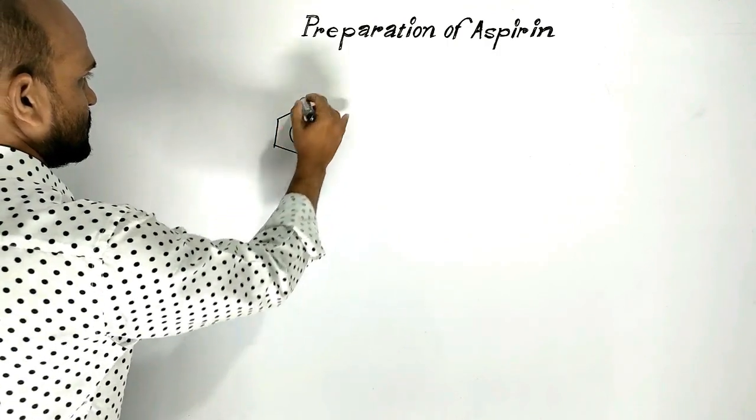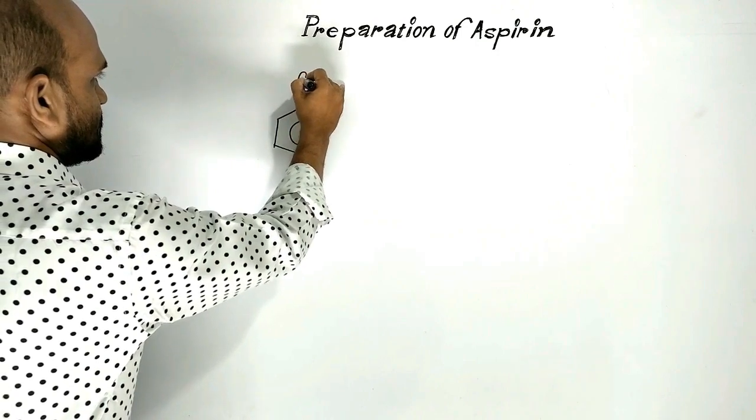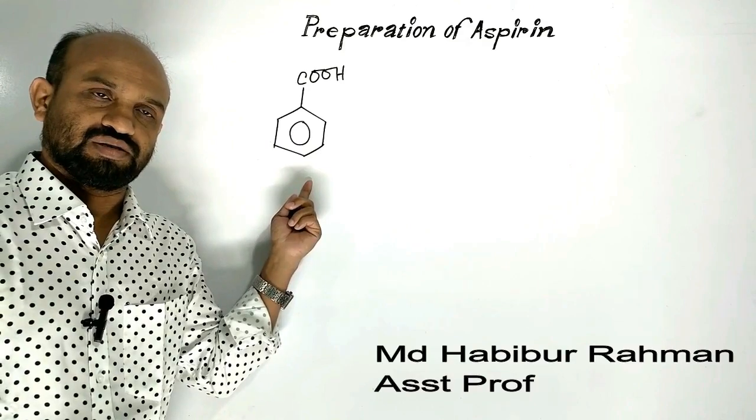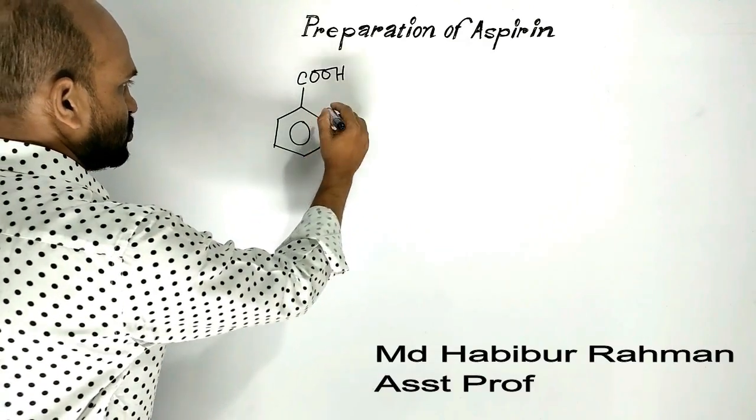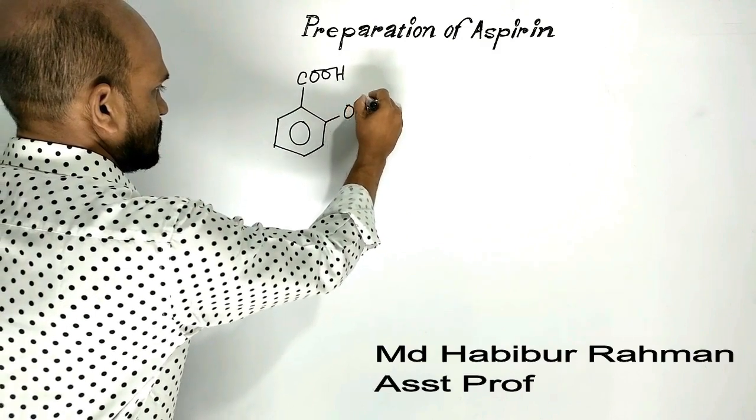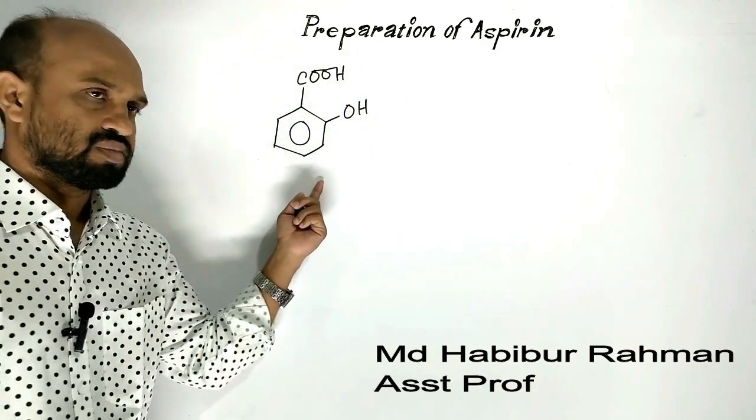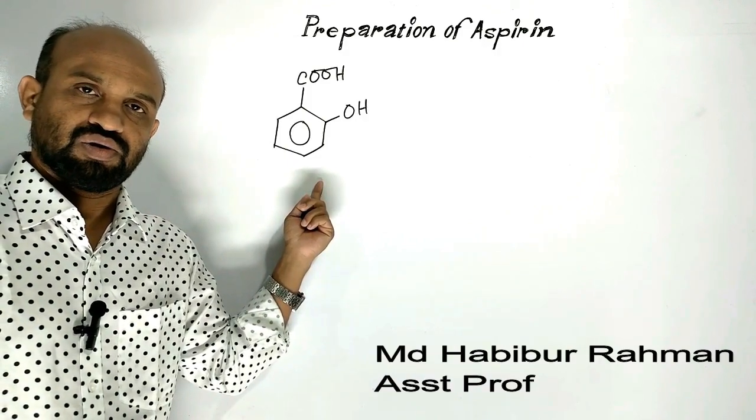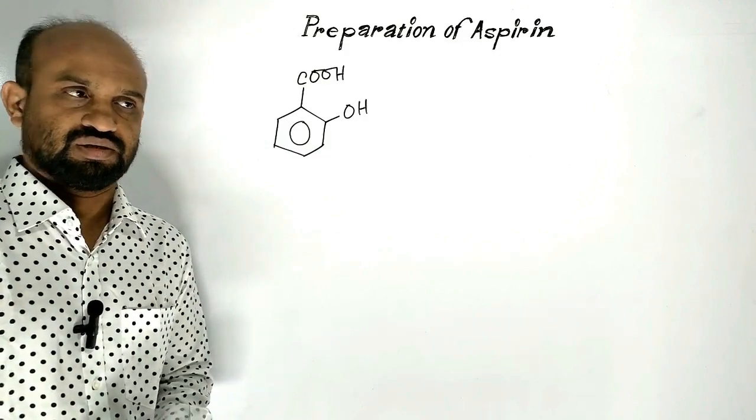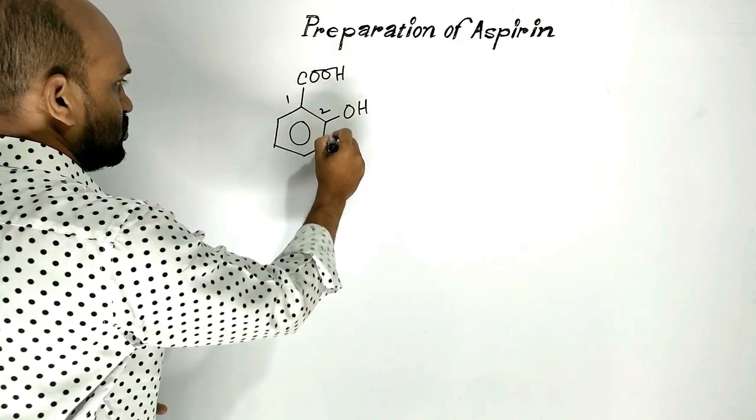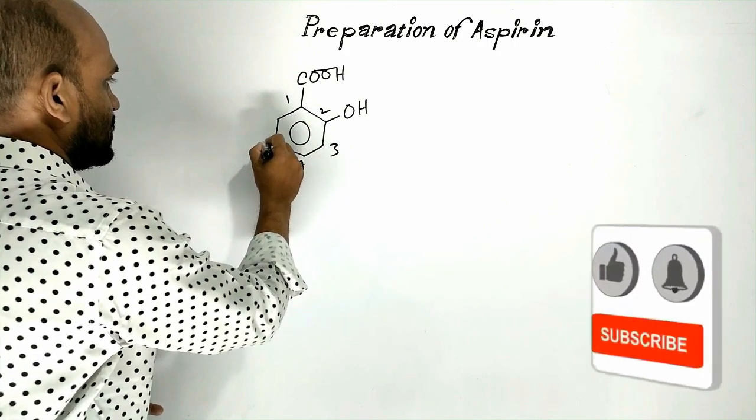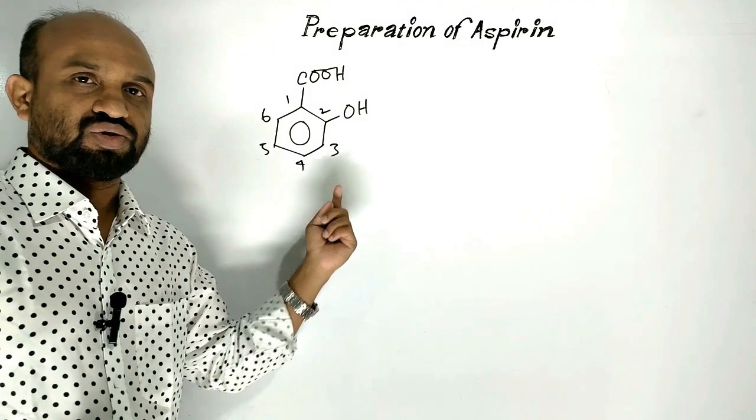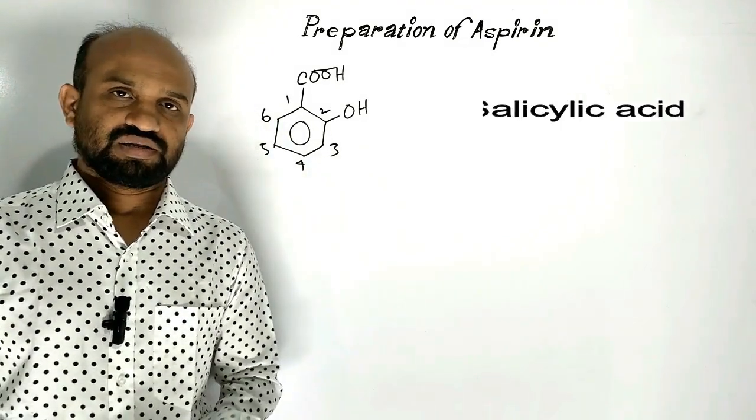This is benzene. This is benzoic acid. At the ortho position, a hydroxyl group. Now, this is ortho-hydroxybenzoic acid or 2-hydroxybenzoic acid. 1, 2, 3, 4, 5, 6. 2-hydroxybenzoic acid is also known as salicylic acid.